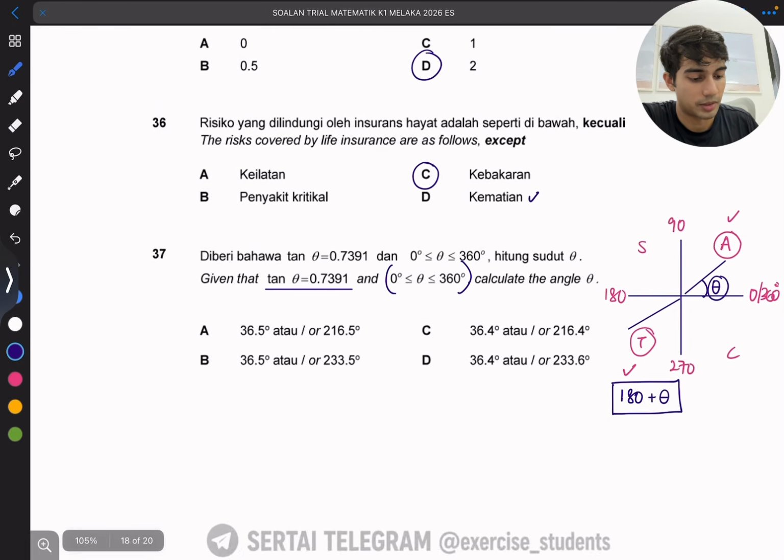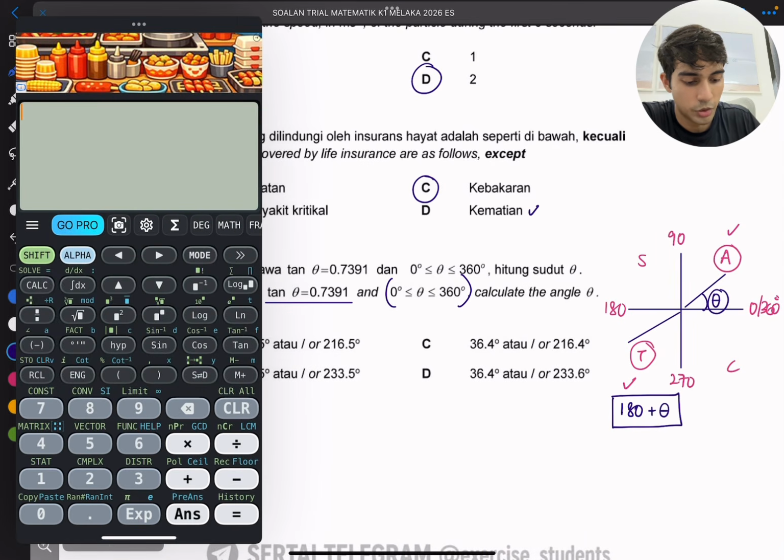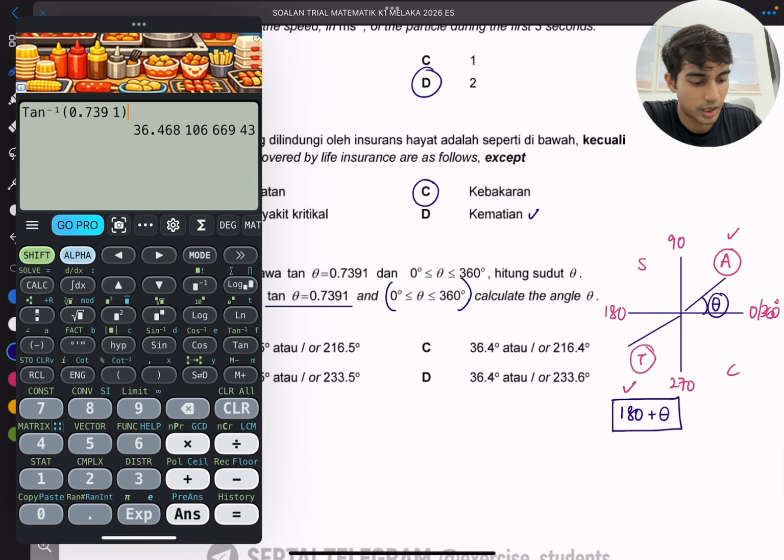Okay, that's fine. So to find theta, we do shift tangent 0.7391. Okay, we move the tangent over here, becomes shift tangent. So our theta is 36.47. Okay, so this is the first quadrant. Then the third quadrant, we have to do 180 plus theta. So answer plus 180, we get 216.47 degrees.